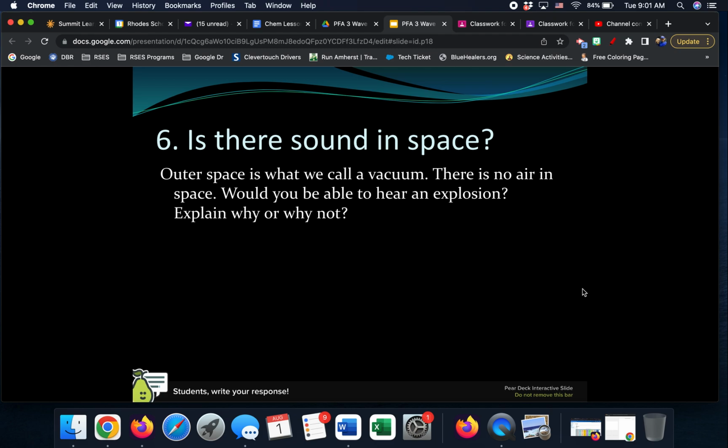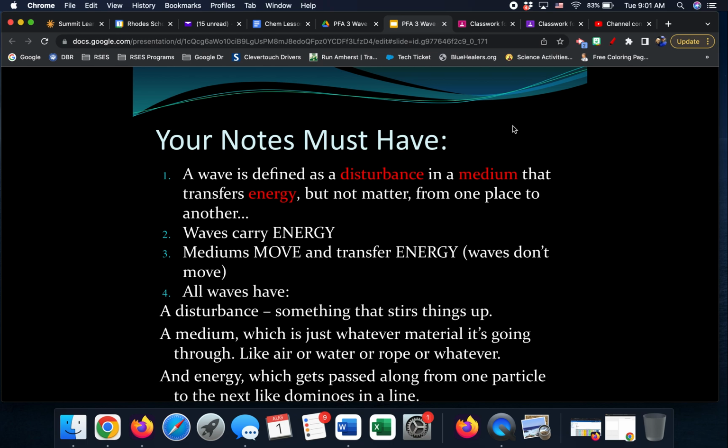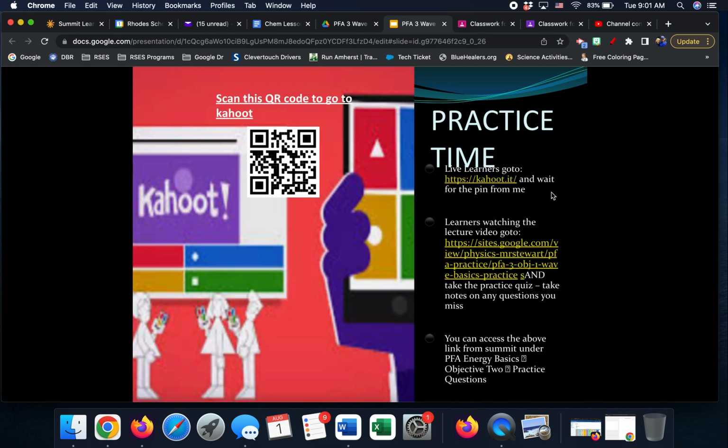Is there sound in outer space? No. There's not sound in outer space because there's no air in outer space. Outer space is a vacuum, which means if I were to scream in outer space, the vibrating particles coming out of my mouth would hit nothing, so they wouldn't transfer and you wouldn't hear anything. And you should be good on your notes.